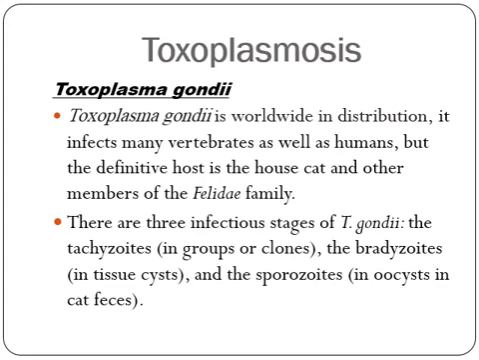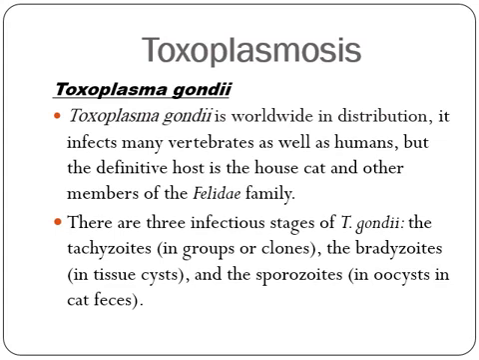Toxoplasmosis is the disease caused by Toxoplasma gondii, which is worldwide in distribution. It infects many vertebrates as well as humans. All of us, we and the vertebrates, are intermediate hosts for Toxoplasma, but the definitive host is the house cat or other members of the Felidae family, meaning the wild cats like lions. They are the definitive hosts for Toxoplasma.